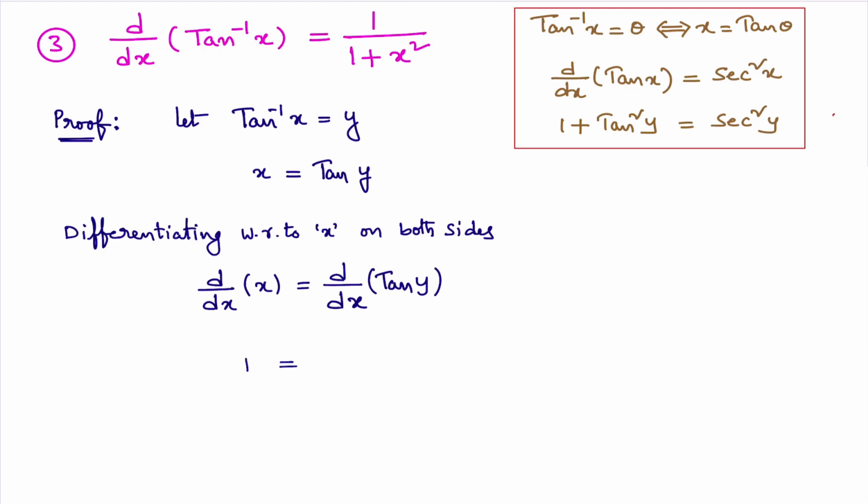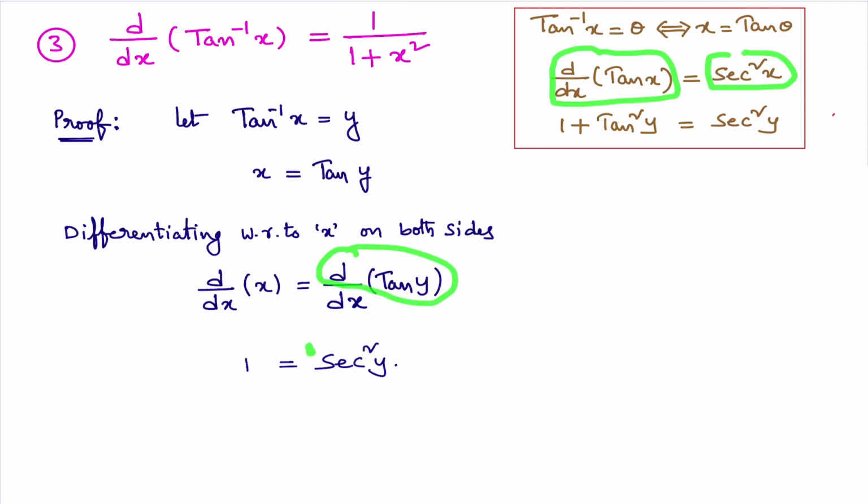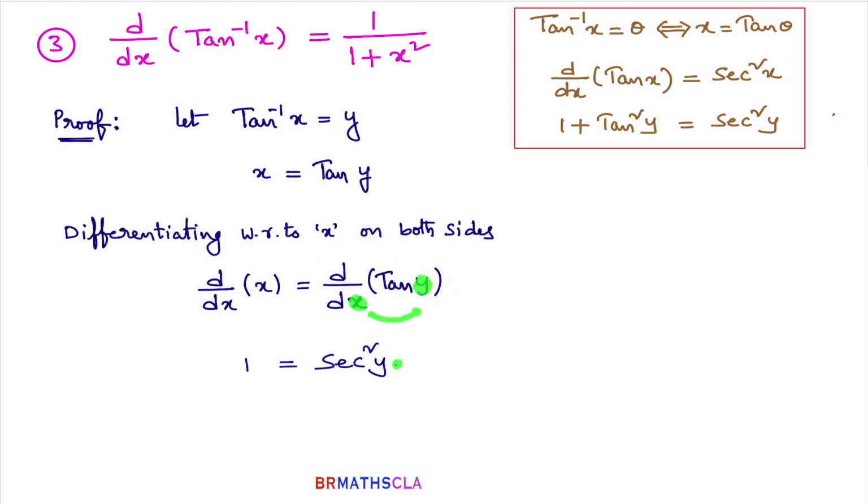Now d by dx of tan y. How to differentiate this? You observe here. D by dx means I am differentiating with respect to x. Tan y means the given function is in terms of y. As the given function is in terms of y and we are differentiating with respect to x, as both are different, how to write the answer? As you know, derivative of tan x is secant square x. Derivative of tan y, you write it as secant square y. Into, here the function is in terms of y, and we are differentiating with respect to x. As these two are different, you just write dy by dx like this, into dy by dx. I hope you are understanding.